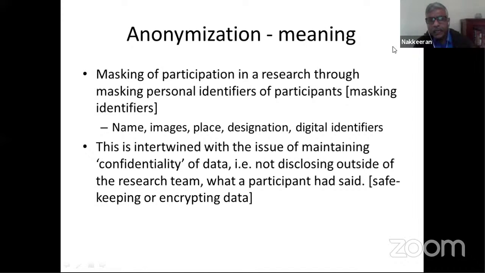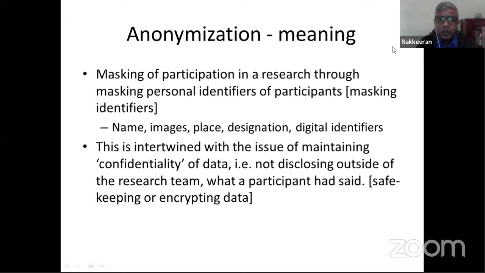And this is very closely and inseparably intertwined with another concept called confidentiality of data. They're two different terms, but they're deeply intertwined, interrelated and inseparable. Confidentiality is about not disclosing outside the research team what a participant had said. So it's about confidentiality of data and anonymization of participation. Both are interrelated. In situations where complete anonymization is not possible, an additional possibility is you collect identifiers but you keep them in a manner that they don't go out of the research team. So it's about safekeeping or encrypting data.